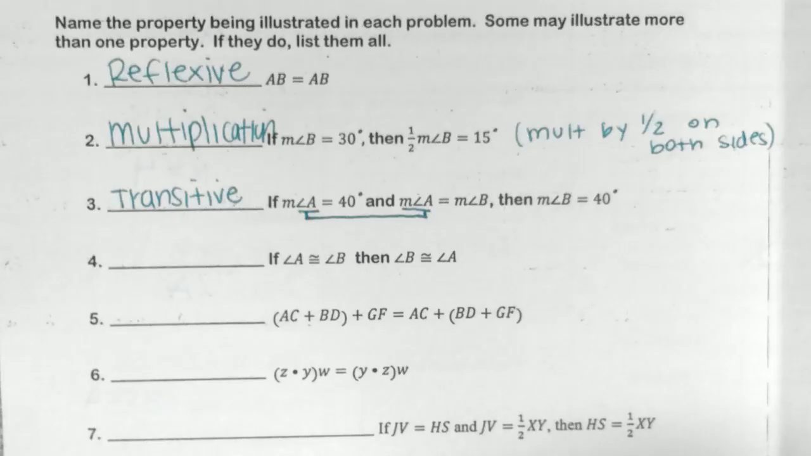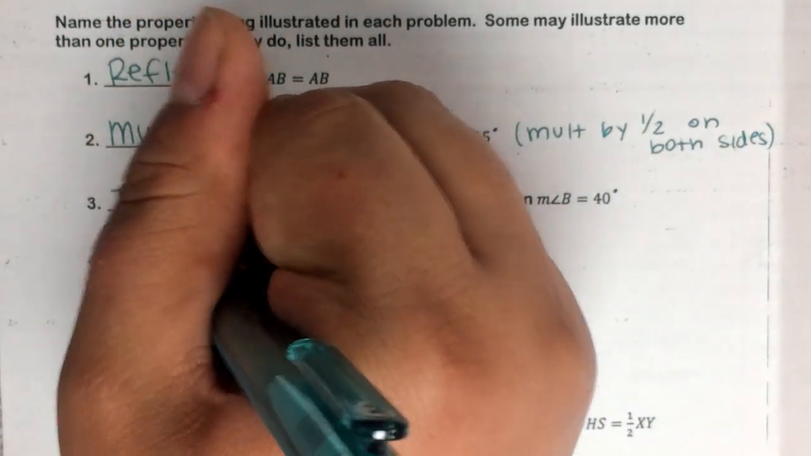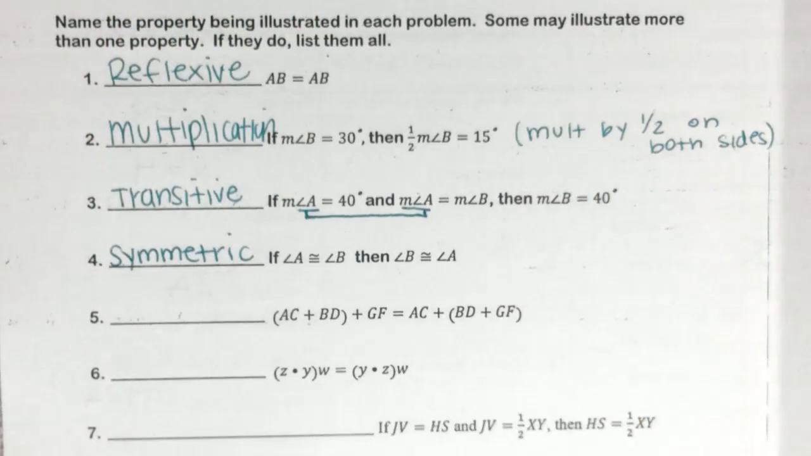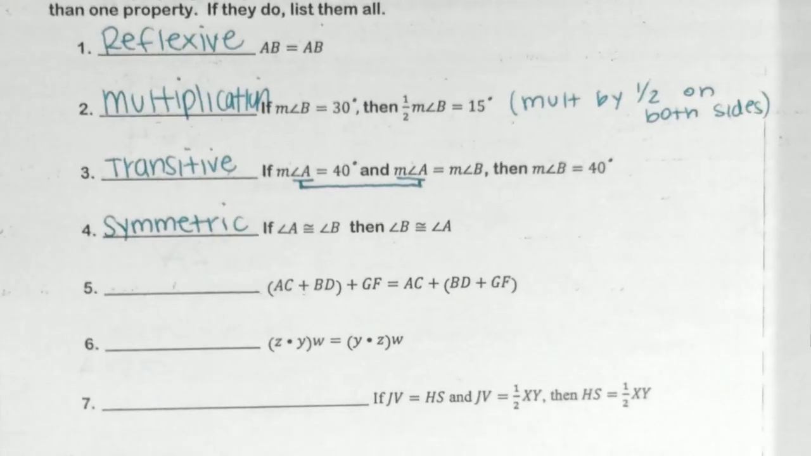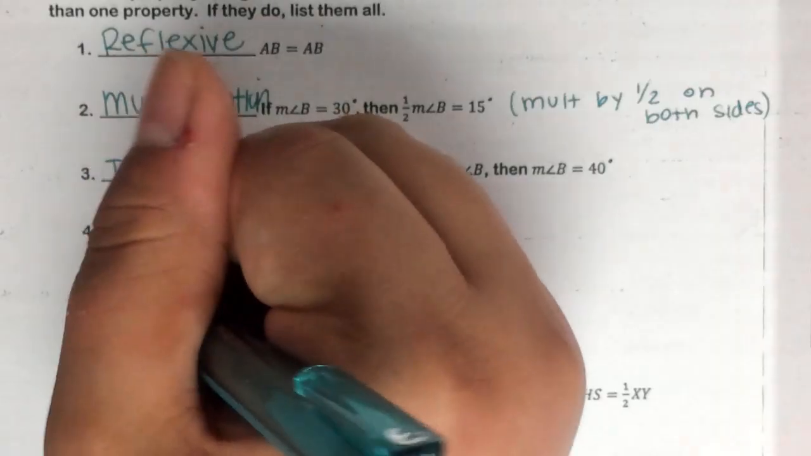If angle A is congruent to angle B, then angle B is congruent to angle A. Symmetric. Five. AC plus BD grouped plus GF is AC plus BD plus GF grouped. Associative.